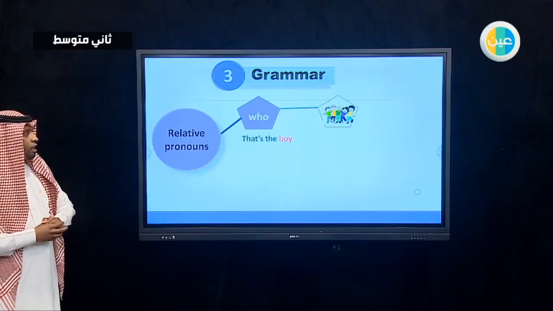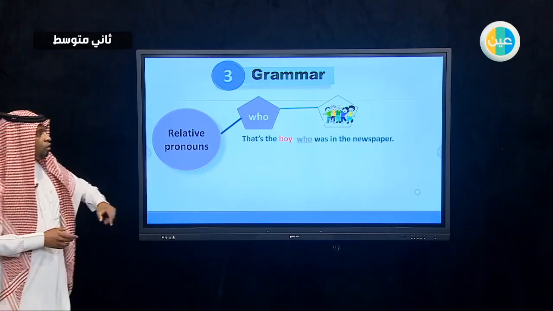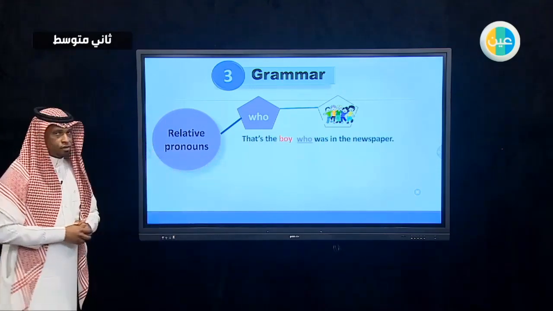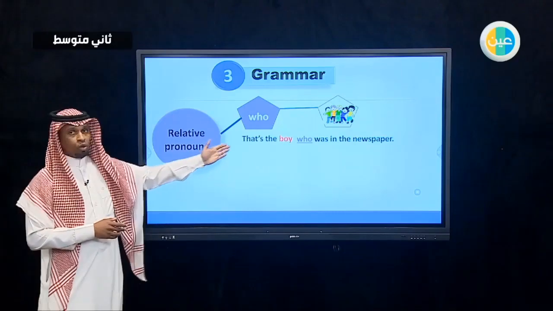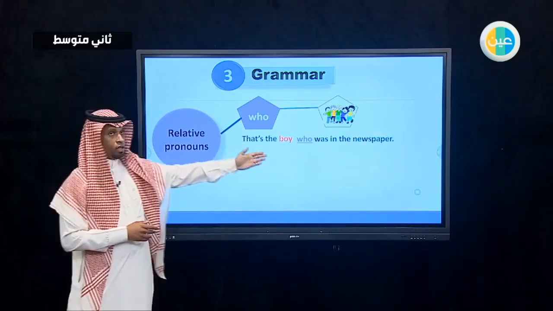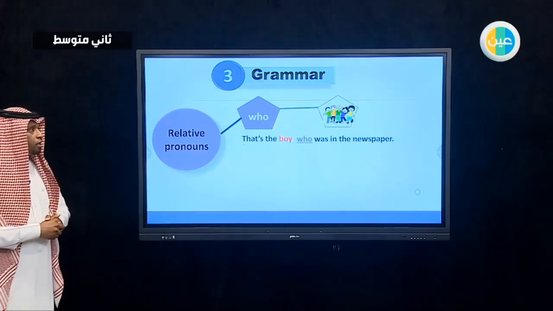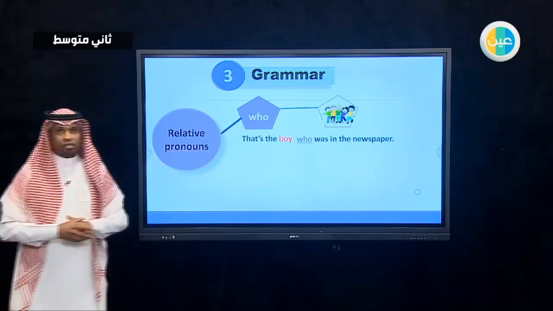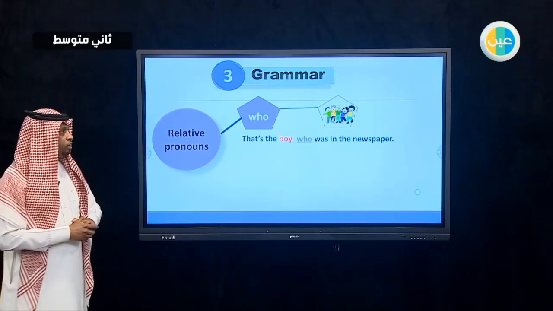And this is an example. That's the boy who was in the newspaper. Who was in the newspaper. In Arabic we can say: ذلك هو الولد الذي كان في الجريدة أو في الصحيفة. So who here means "the one who" and is not a question word.